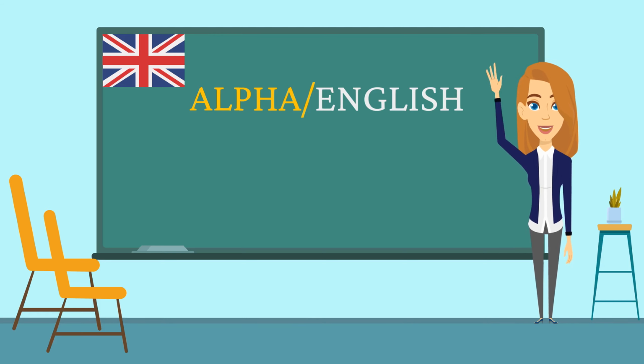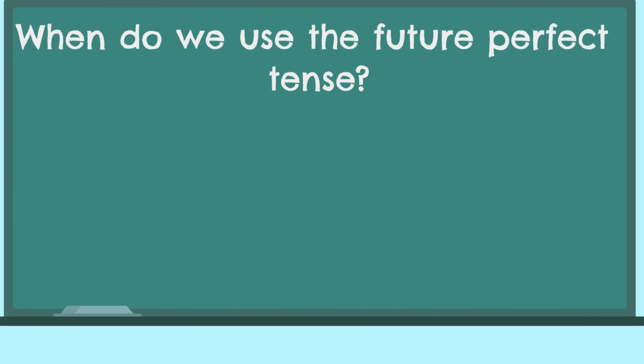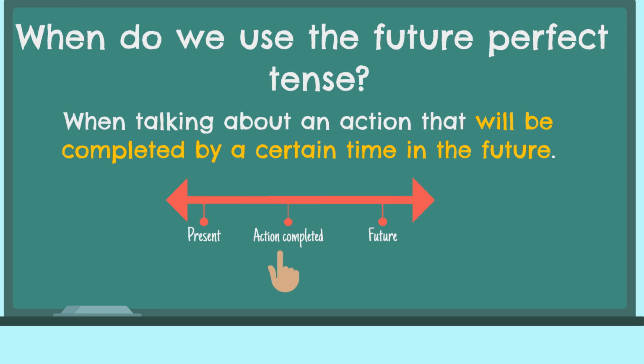I'm teacher Amanda. In this video, we will learn how and when to use the future perfect tense. When do we use the future perfect tense? We use the future perfect tense when talking about an action that will be completed before or by a certain time in the future. Let's look at an example of when to use the future perfect tense.